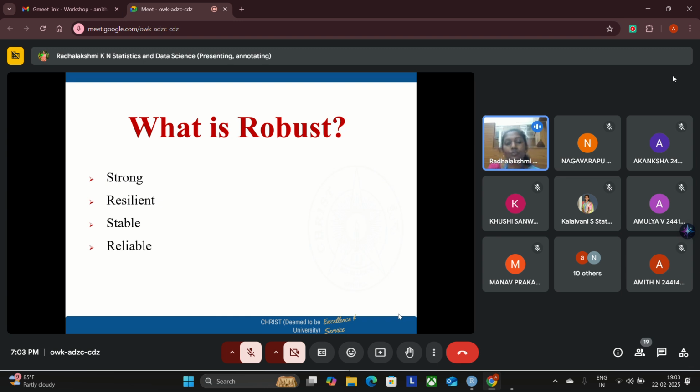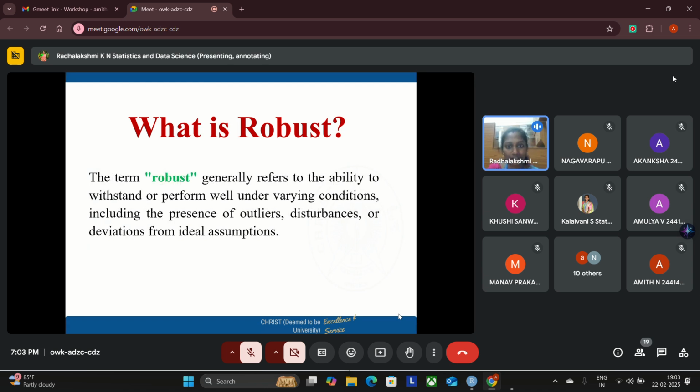So this means that the data may be like, in all situations, whether the data set contains outliers, or the data doesn't follow normality, or doesn't follow any of the assumptions, we can go for a robust procedure. It will give you a stronger or better result compared to the OLS procedure. So the term robust generally refers to the ability to withstand or perform well under varying conditions like outliers or deviations from the assumptions. This is the basic definition of robust.